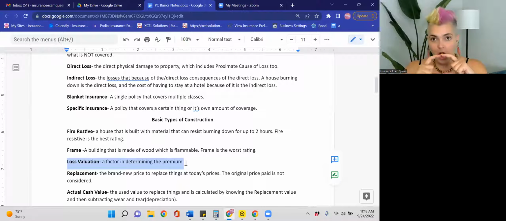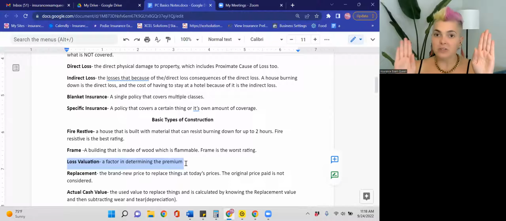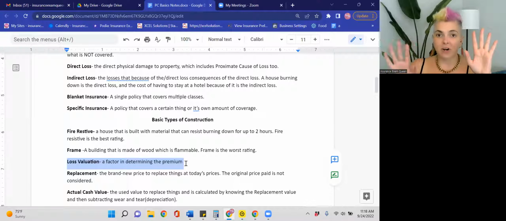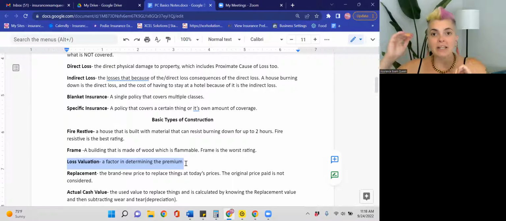If we think about a car, say you just bought a brand new car off the lot for $25,000. The replacement is $25,000. The used value will get lower and lower over time as the car gets older. But let's say in the first year, the actual cash value of your car is like $18,000. If I have insurance for $25,000, I'm going to pay a higher premium than someone who has insurance for $18,000. So loss valuation is a factor in determining the premium.